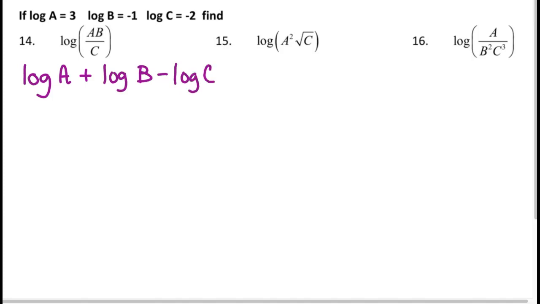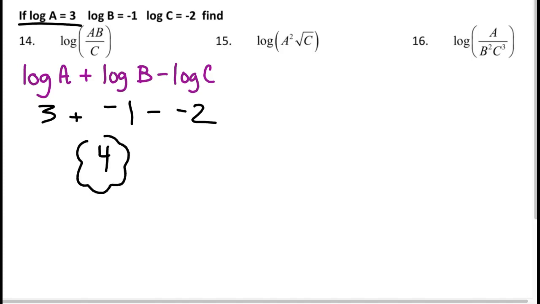Okay, so if you're multiplying 2 logs with the same base, you're adding them together. If you're dividing, you're subtracting. So now I can make my substitutions. The log of a is 3, so I'm going to take that whole thing, log of a, and put 3 in. The log of b is negative 1, so I take that whole log of b and I put a negative 1 in. So it's plus a negative 1. And then minus the log of c. The log of c is negative 2, so that's going to be minus a negative 2. So here we have 3 plus negative 1 is 2. 2 minus a negative 2 is actually a 4. So that whole expression should be equal to 4.